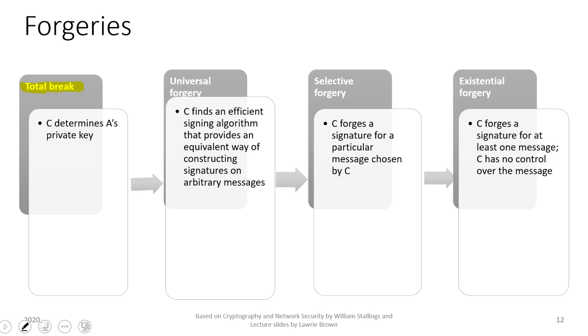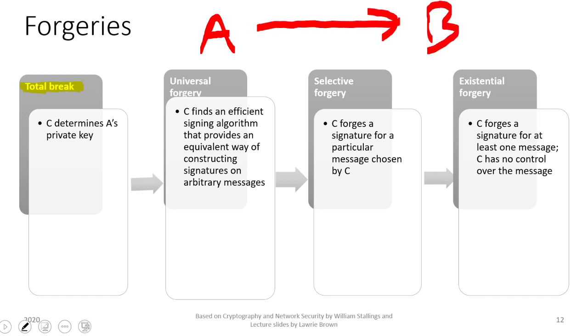Again, we are still talking about an example where A and B are communicating, and we have an intermediary C that is trying to attack. In this case, if C knows A's private key, then they can communicate with B as if it is A. So they can create signatures, forging on behalf of A.